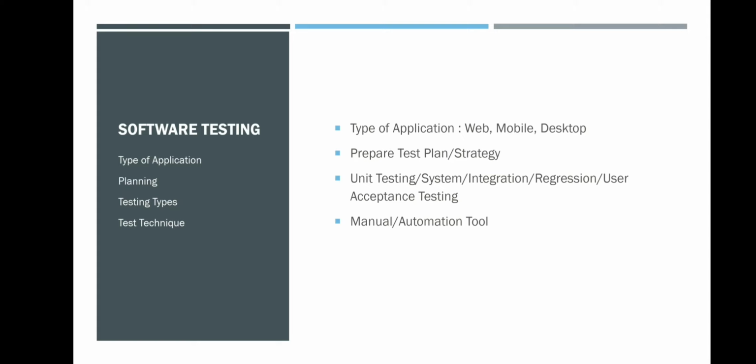So I'll come to a topic where I'll explain software testing and the types of applications we can begin with. There are different types of applications we need to test, from web to mobile and desktop. Currently, people are very popular with mobile applications, so testing is also more popular for mobile testing, including web and desktop applications.